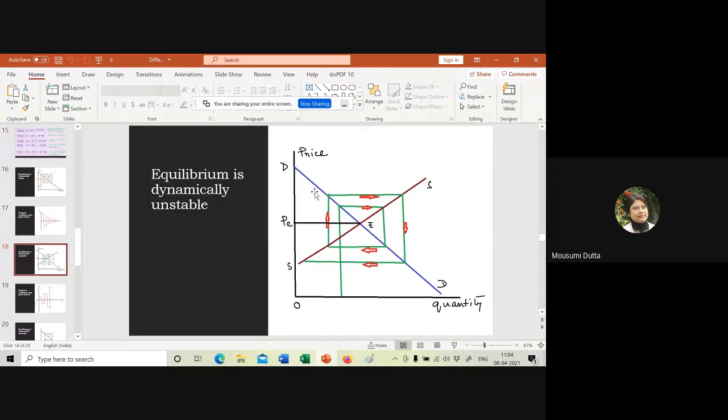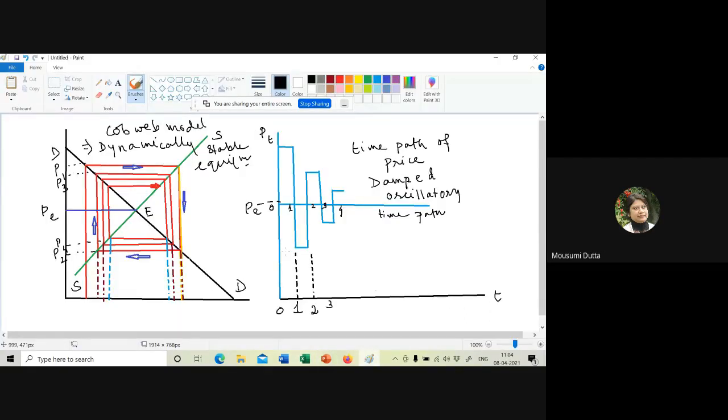Should I do this today, or will it be heavy for all of you? Should I draw explosive oscillations, or do it in the next class? Ma'am, you can do it today if possible. Yes, ma'am.